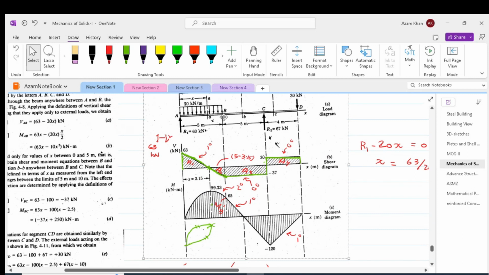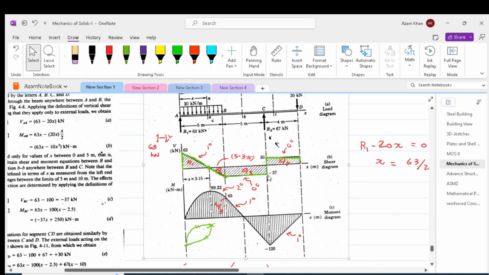Similarly, we can find out moment at point B. So there are two ways of finding moments, either from shear force diagram or from the first principle using the equation. After segment AB, we will move to segment BC, where there is no load and we have 0-degree shear force diagram. Thus, in case of moment, we would have first degree line.